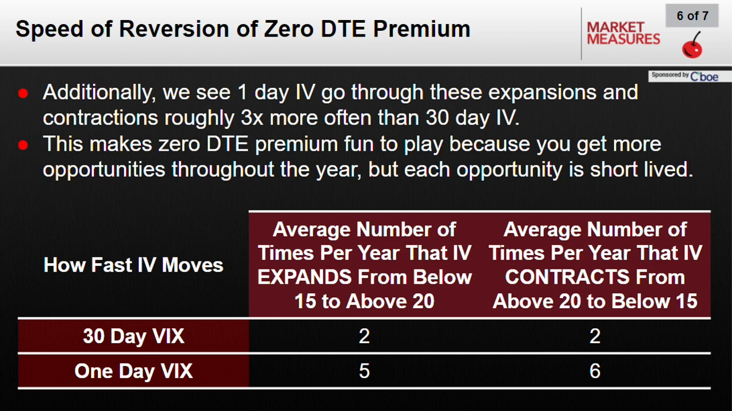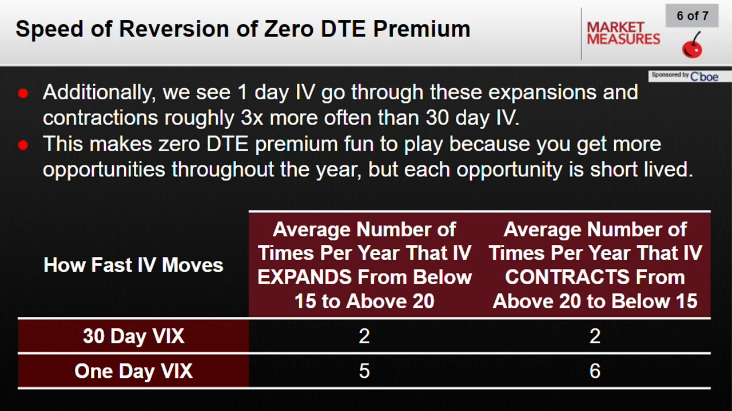Additionally, we see 1-day volatility go through these expansions and contractions roughly 3 times more often than the 30-day. That makes sense. This makes 0 DTE options fun to play because you get more opportunities throughout the year, but each opportunity is short-lived. Maybe that's the appeal of this.